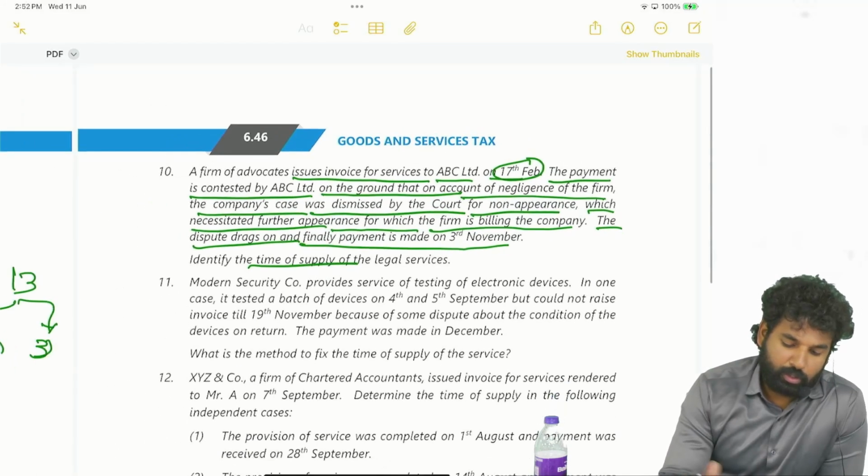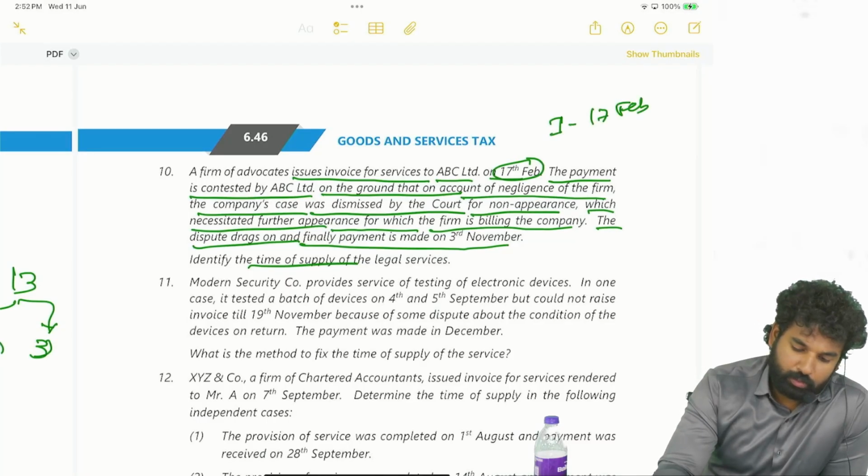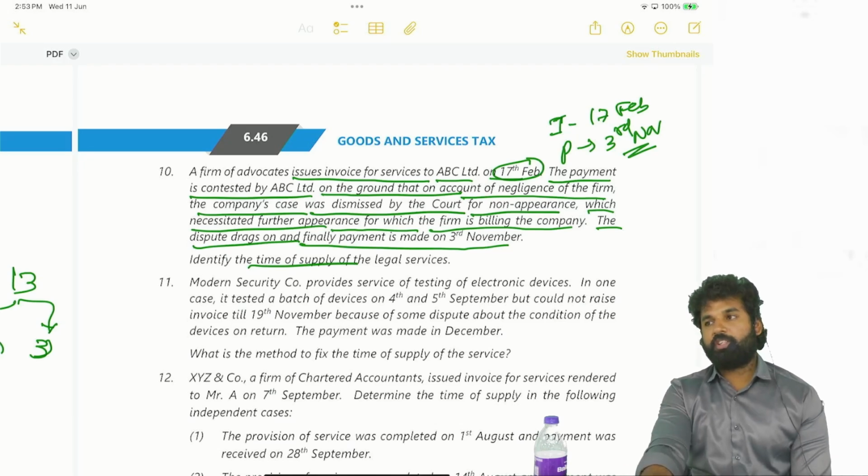Okay. So invoice on 17th February. Okay. Payment on 3rd November. Okay. Services: forward charge, reverse charge. Forward or reverse? Reverse charge? How? How is it reverse charge?